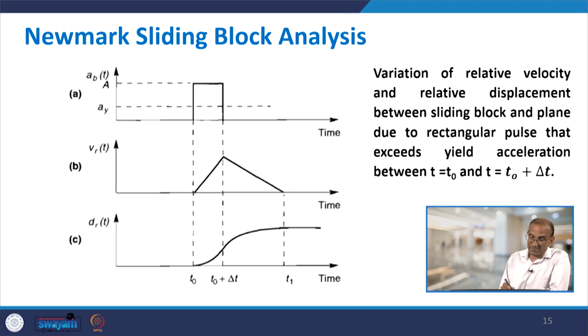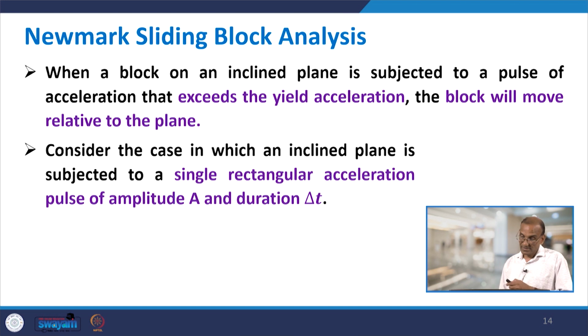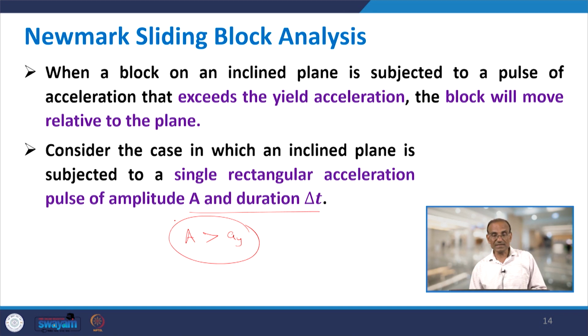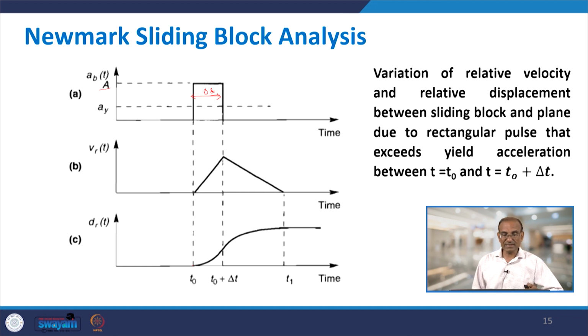In the rectangular pulse, the maximum value of the acceleration is capital A, while the duration, from t naught to here, is delta t. So, this pulse has a total duration delta t, and because this maximum value A is greater than Ay, the yield acceleration, the permanent displacement will develop. Here is a single rectangular pulse A and duration delta t, and the condition is A greater than Ay. If it is less than yield acceleration, there will be no movement.